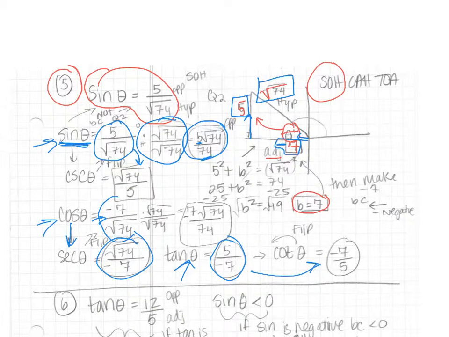For the ones that have radicals in the denominator, just like cosine, we rationalize by multiplying by root 74 over root 74. Then we have -7 root 74 over 74. -7 and 74 have nothing they're both divisible by, so we are done.